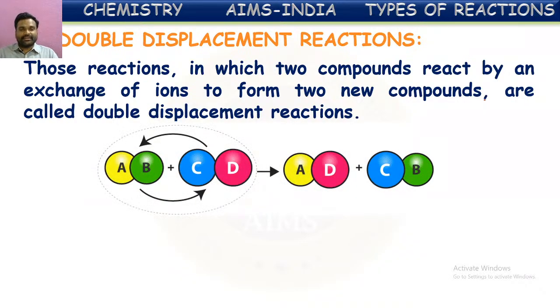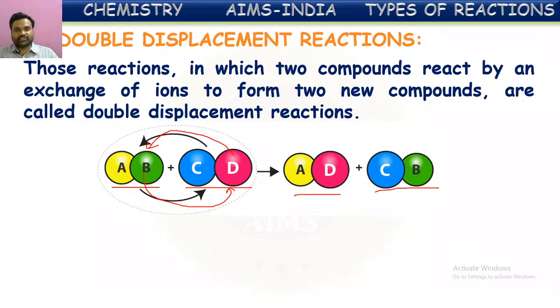You can see it diagrammatically here. AB is a compound, CD is a compound. Before the reaction these are the two compounds, and after it there are two new compounds. When these two compounds are combined in solution form, D comes and combines with A, and B goes and combines with C. What is happening? They are exchanging their ions. From CD, D comes and combines with A. From AB, B goes and combines with C. So a mutual exchange of ions happens here, and finally two new compounds AD and CB are formed.